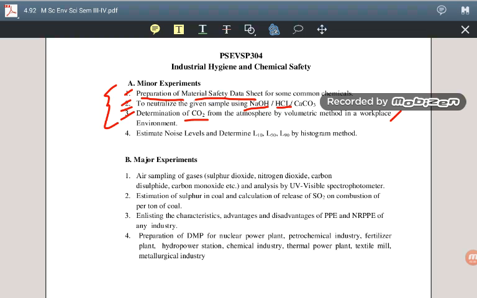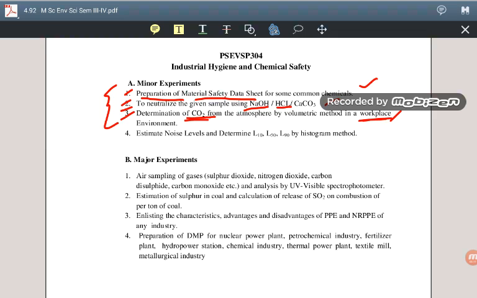Just go through the experiment of determination of carbon dioxide from the atmosphere in the last year's journal. What is the permissible limit of carbon dioxide, how the volumetric sampling is done, what are the different ways of calculating the carbon dioxide, and what is the percentage of carbon dioxide present in the atmosphere. This is only the viva related to carbon dioxide. You go through it. Today we are going to perform only two experiments, that is the material safety data sheets and the neutralization by means of NaOH and HCl.